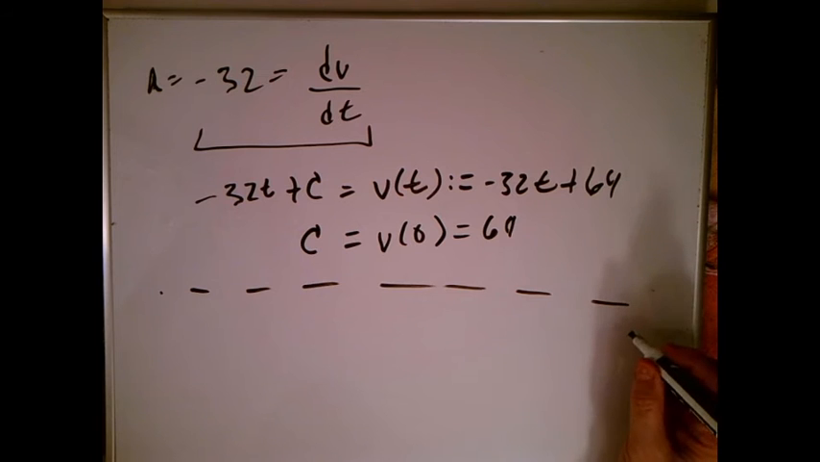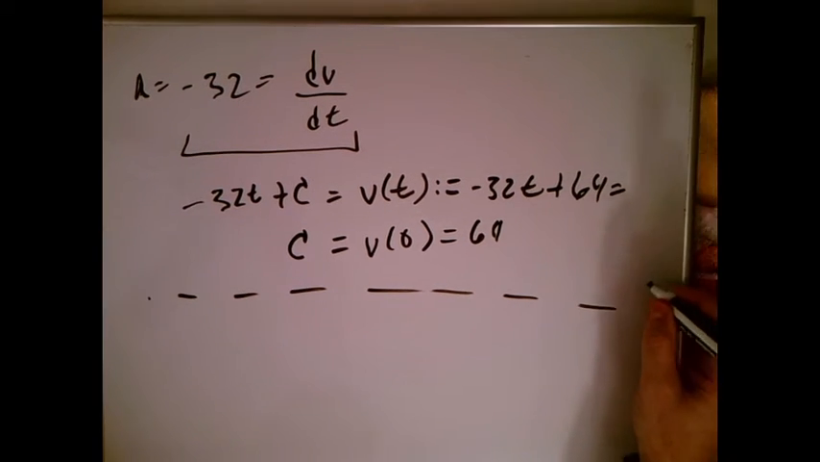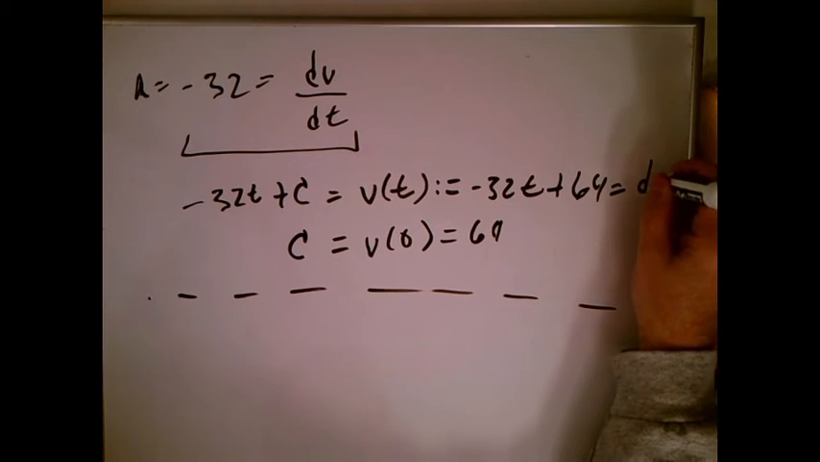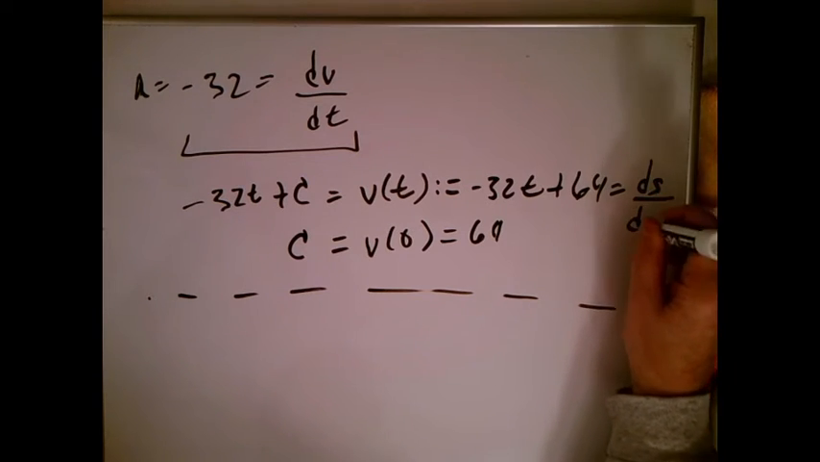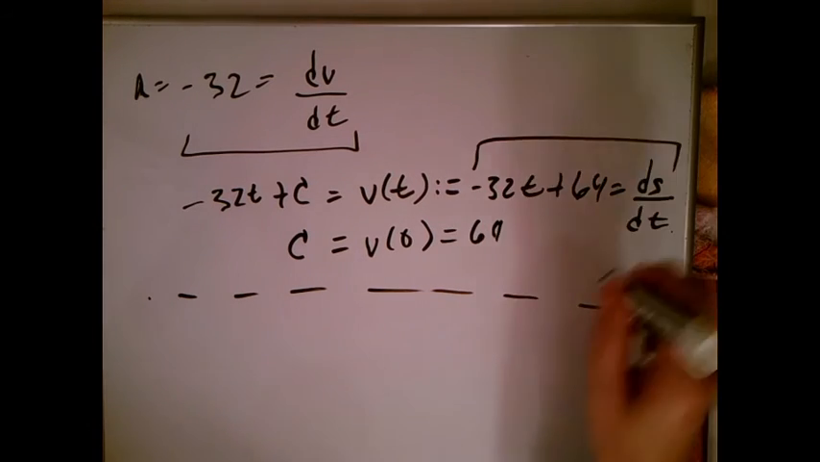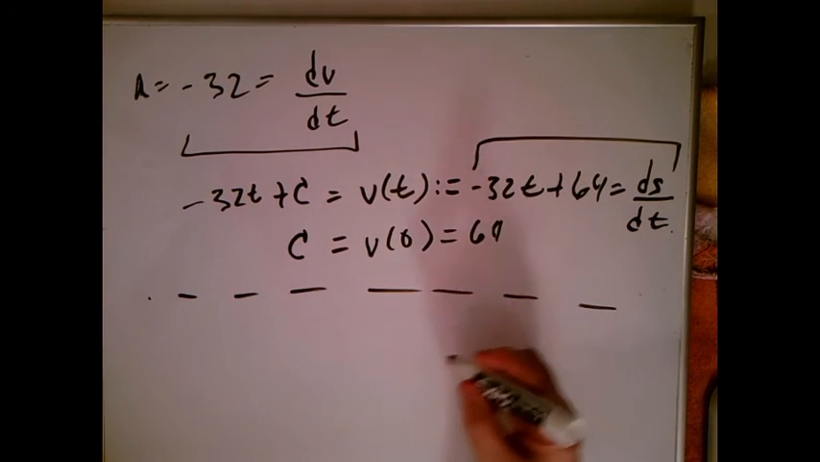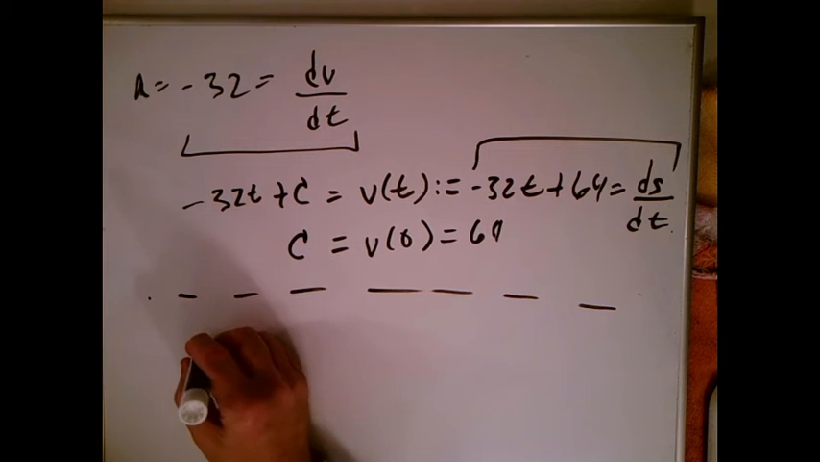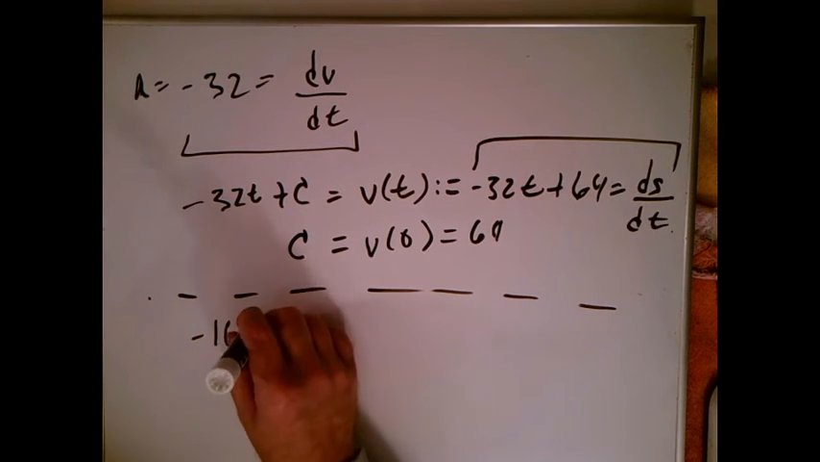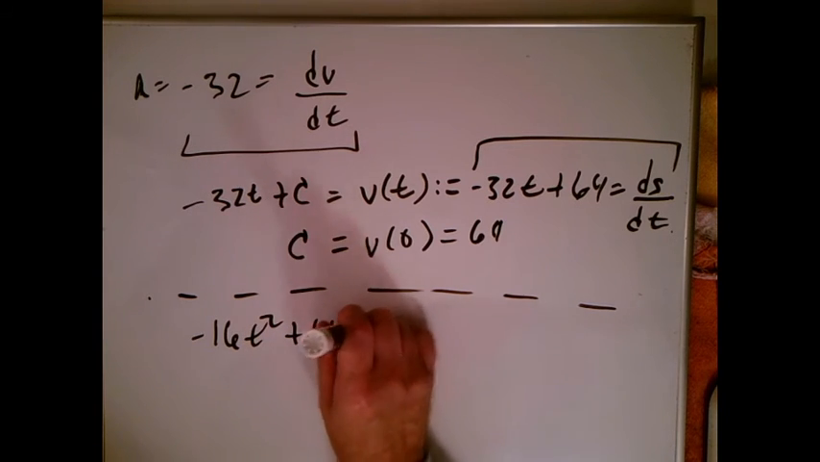How am I going to find the position equation? I'm going to remember the definition of velocity. The definition of velocity is the derivative of position, like that. That's what I'm going to do with this piece right here. I'm going to take the antiderivative of the left-hand side, antiderivative of the right-hand side. Antiderivative of the left-hand side isn't so bad. It's actually probably easier than anything else we're going to do, right? It is minus 16t squared plus 64t plus a constant.